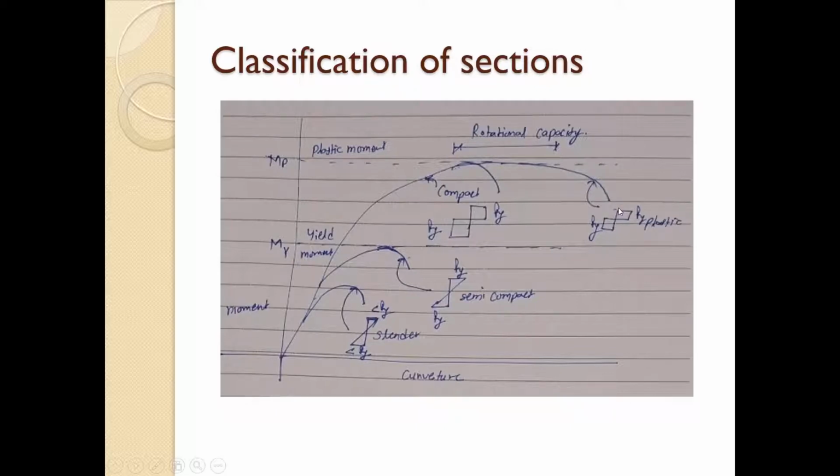The compact section develops the plastic moment of resistance, but because of local buckling, it has an inadequate rotation capacity. A semi-compact section is not able to develop a plastic moment of resistance. So here you can see this is the compact section, which is having less than this. This is the semi-compact section.